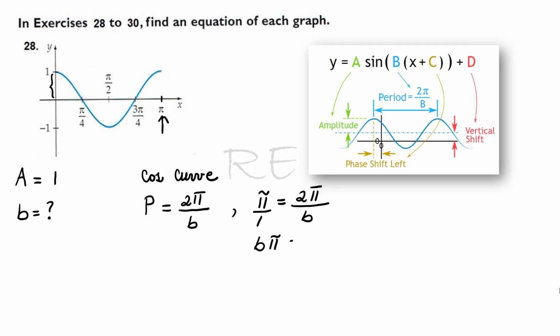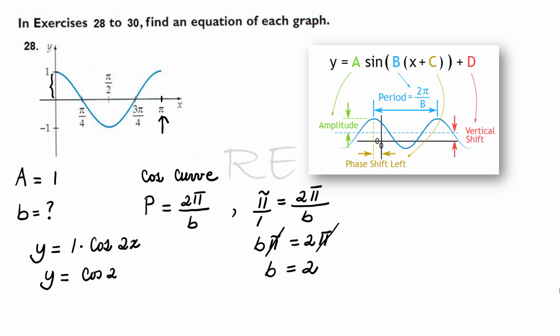When we cross multiply, b times pi is equal to 2 pi. We cancel out pi, and b is equal to 2. So an equation for this graph is y is equal to 1 cosine 2x, which means that y is equal to cosine 2x.